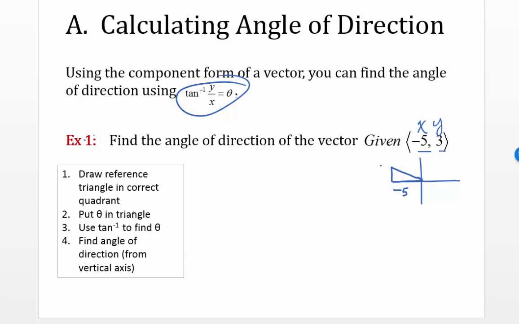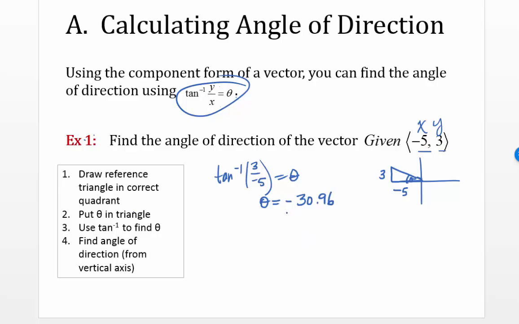So x is -5, y is 3, and theta is in the corner. Put theta in your triangle. Now use inverse tangent of, it's always y over x. Remember, opposite over adjacent. So that would be 3 over -5. That's going to give me my angle theta. Now, if you use your calculators, remember that's just second tangent. When I get an answer for theta, my calculator gives me -30.96, if I round it to 2 decimals.